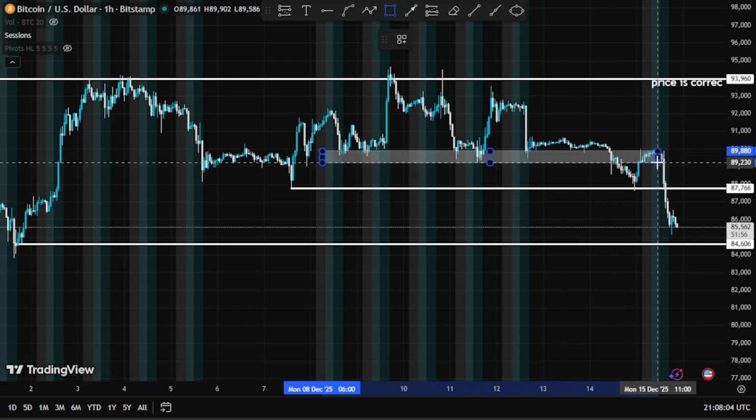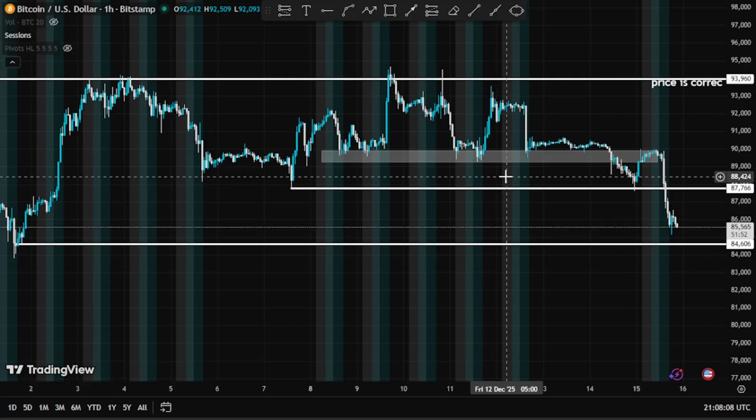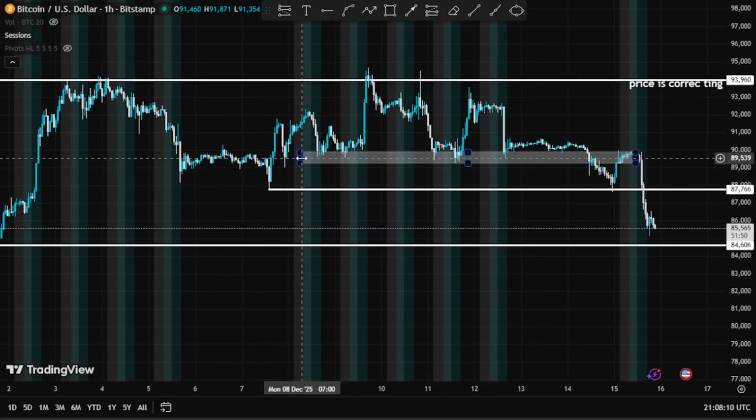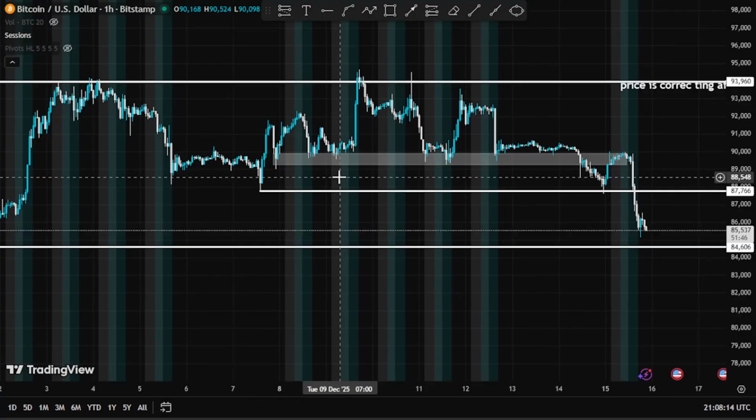So you can see that when you draw this gray zone here, specifically this gray zone is a place where a support level or resistance level. So you basically draw your gray zone near support or swing highs and swing lows.